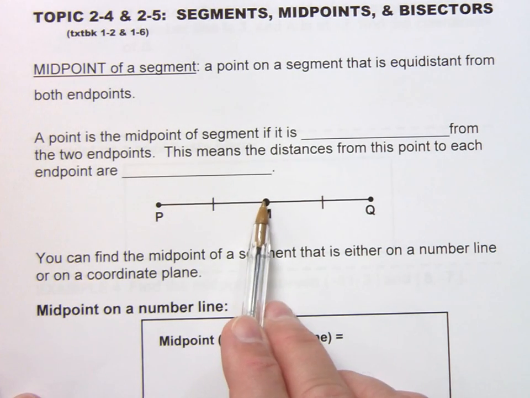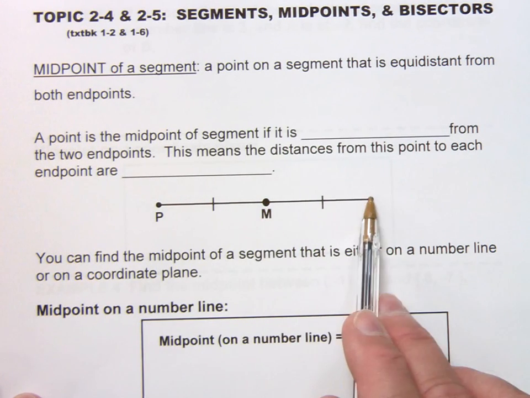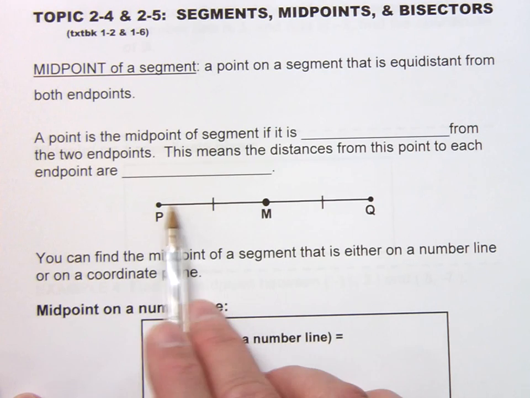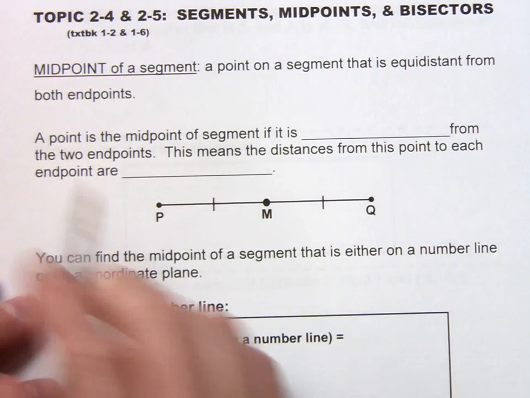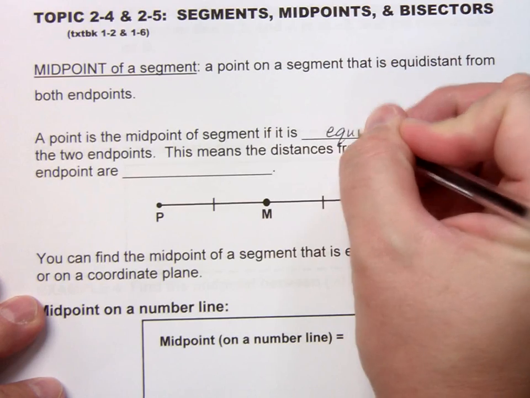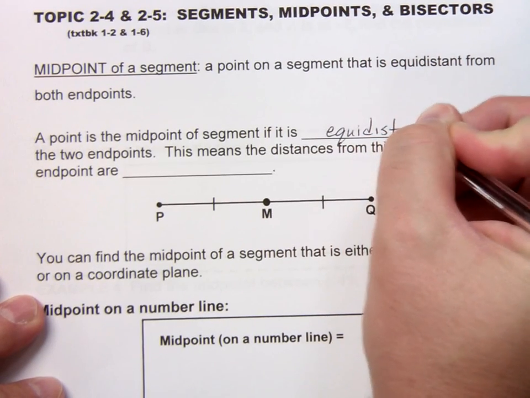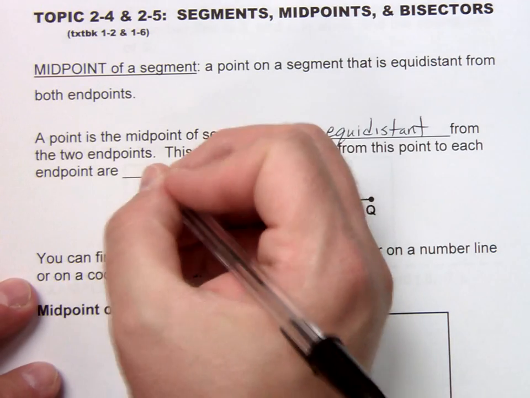So that means that the distance from M to P is the same as the distance from M to Q. So this point is equidistant from the two endpoints. That makes it the midpoint. It is right in the middle. So a point is the midpoint of a segment if it is equidistant from the two endpoints. This means the distance from this point to each endpoint are congruent.